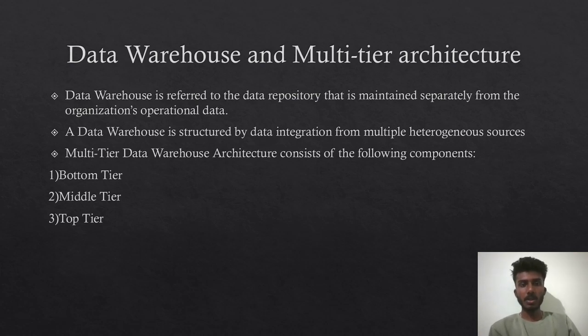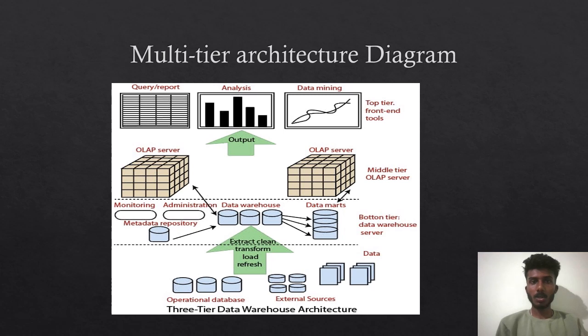Data warehousing refers to the data repository that is maintained separately from the organization's operational data. A data warehouse is structured by data integration from multiple heterogeneous sources. A data warehousing architecture consists of the following components: first, the bottom tier, second, the middle tier, and third, the top tier. This is the pictorial representation of the multi-tier architecture. Here we can see all three tiers: bottom tier, middle tier, and top tier. So let's discuss them one by one.